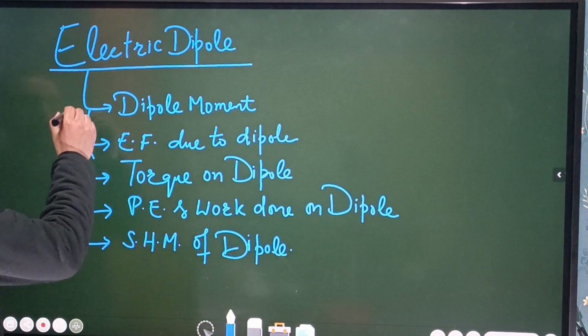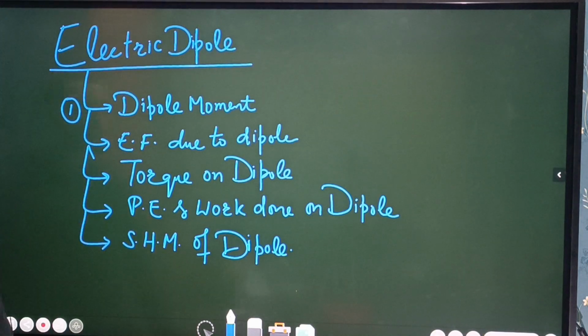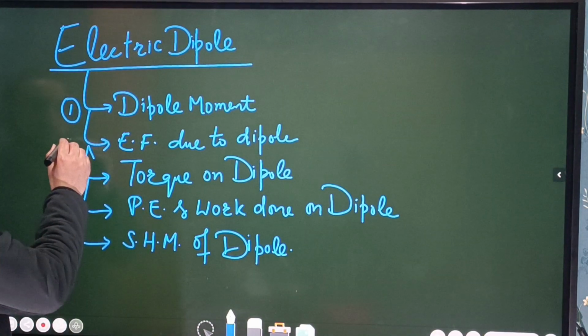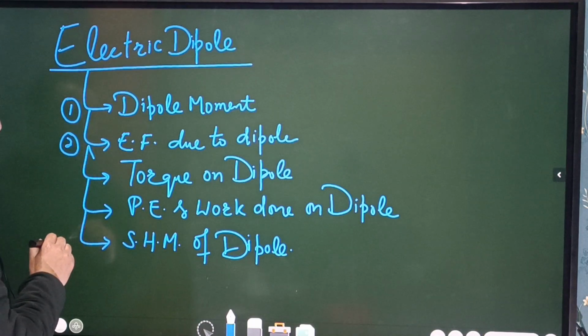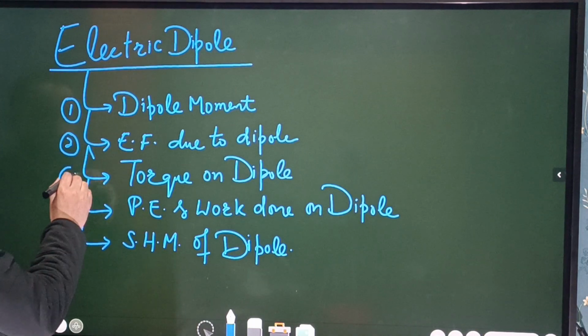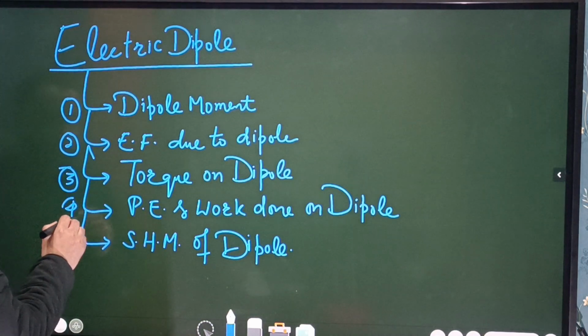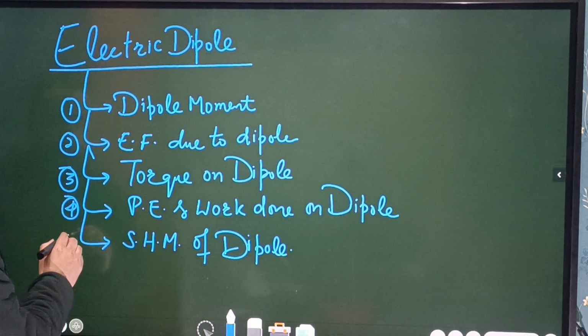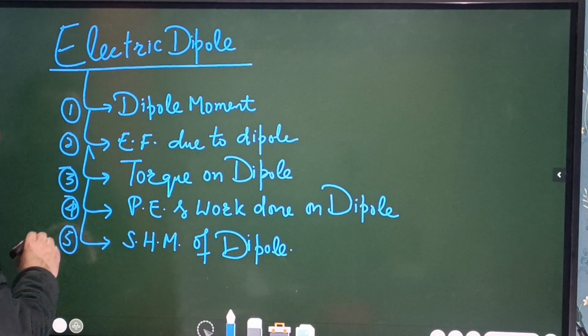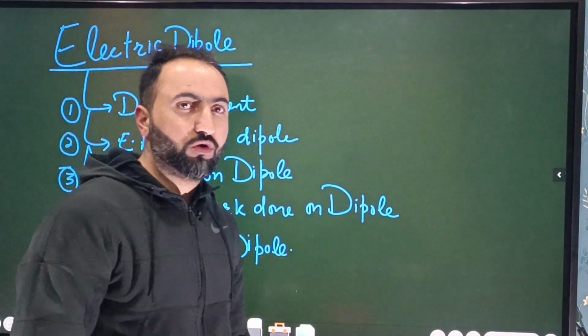Okay. So number one topic is what? That's dipole moment. Topic number 2 is electric field. Topic number 3 is torque on a dipole, highly important. Topic number 4, that's work done, potential energy. Topic number 5 is then the simple harmonic motion of the dipole in a region of uniform electric field.